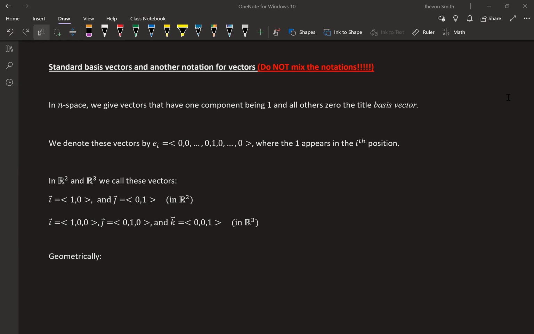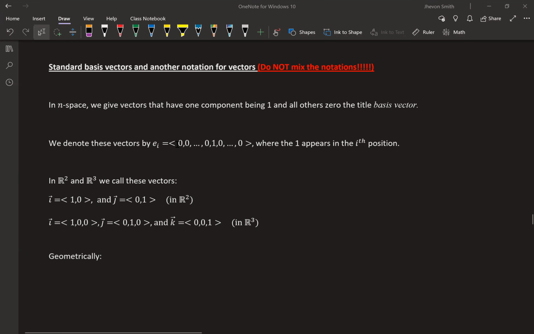All right, so let's talk about the standard basis vectors and another notation for vectors. With the warning, do not mix up the notations. Okay, so in n space, this is Euclidean n space. If you think of n-dimensional space in the same way, like in rectangular coordinates, whatever that might mean, we denote some vectors, these guys, e sub i's. These guys are called the standard basis vectors.